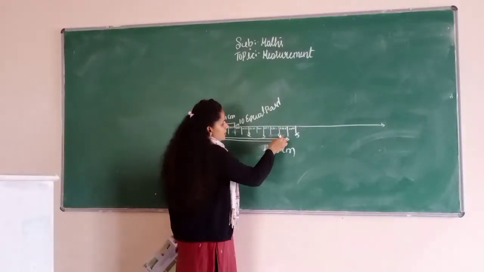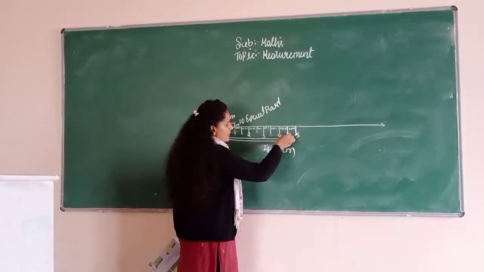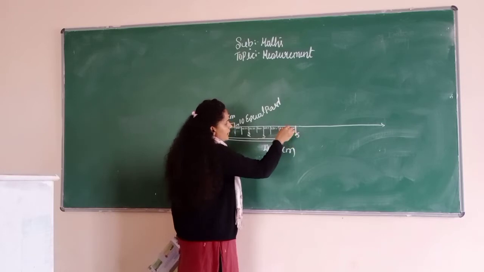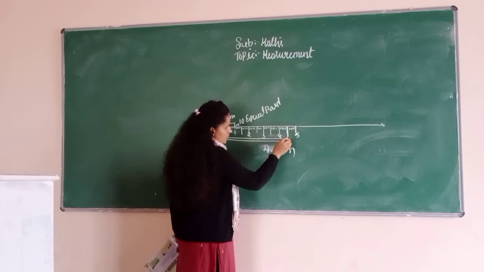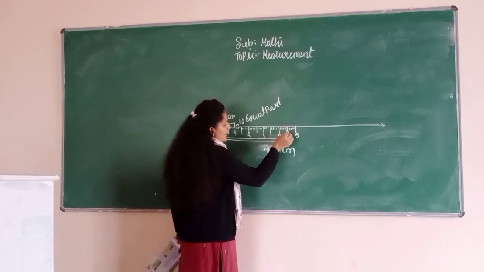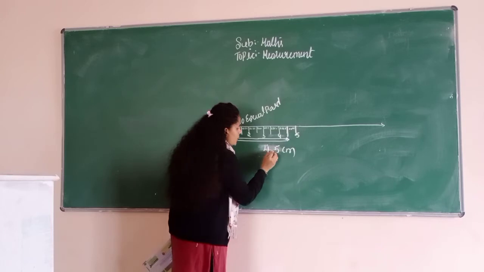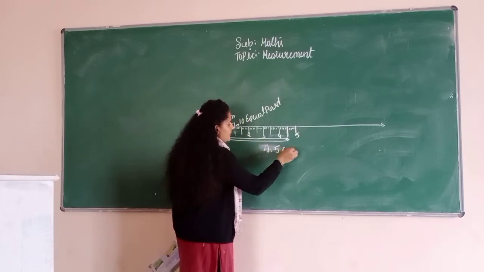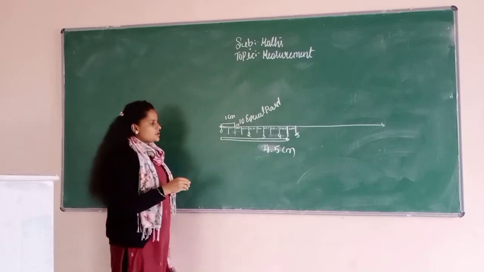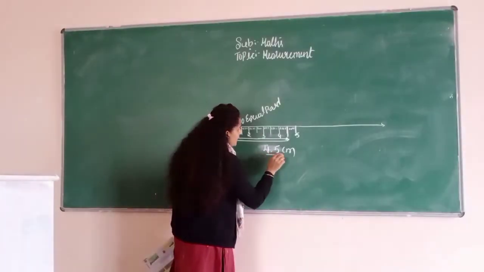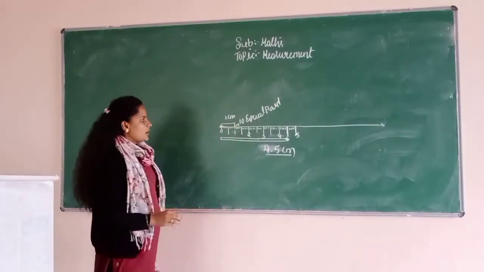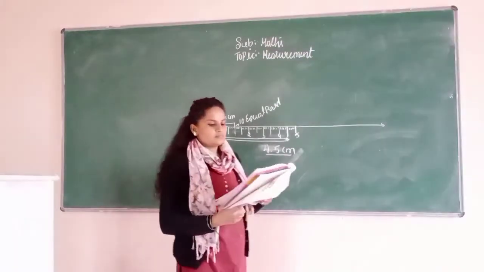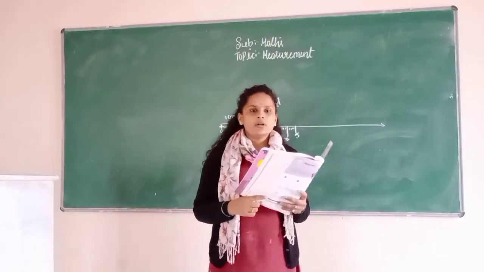It measures between 4 to 5, midway of 4 to 5. So midway is 5. How many lines do we have here? 1, 2, 3, 4, 5. So this is 5, 4.5 centimeter. So we have to write 4.5 centimeter. The pencil measures about 4.5 centimeters. Okay, children? That is half.